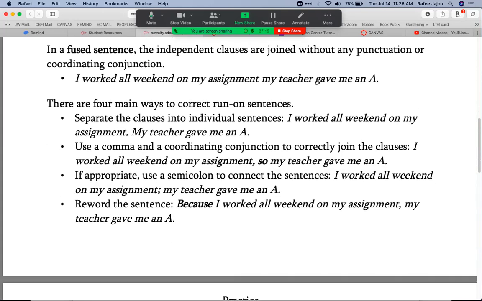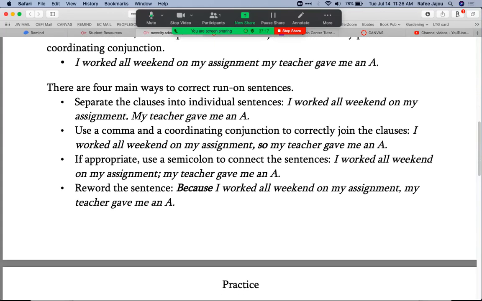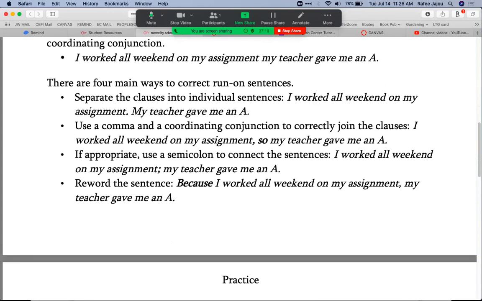Let's look at this one. This is also a run-on. Wait a minute, these are the same exact words. How is this any different? Well, this is fused together. There's no comma, but there's still two independent statements. That means it's a run-on. How do we fix this?